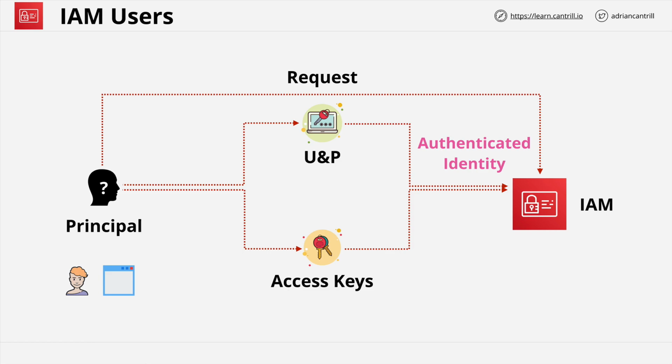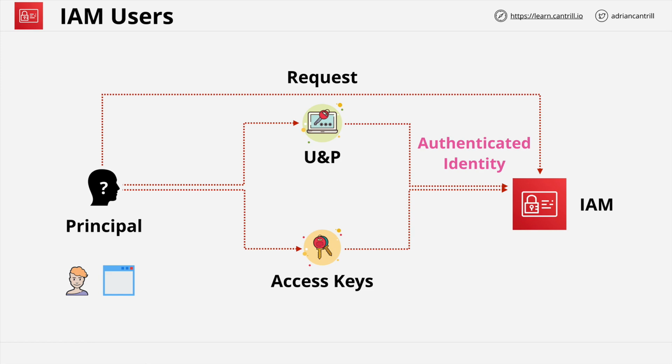Authentication is how a principal can prove to IAM that it is the identity that it claims to be, using username and password or access keys. Authorization is IAM checking the statements that apply to that identity and either allowing or denying that access.